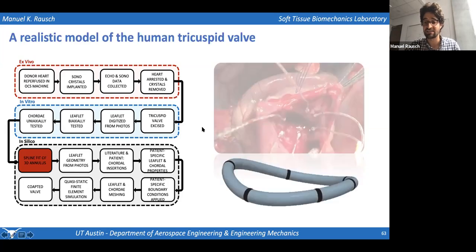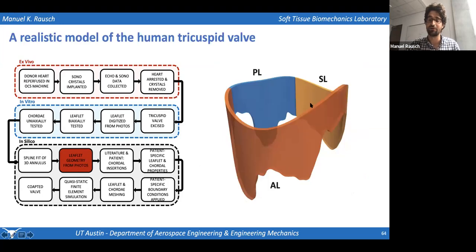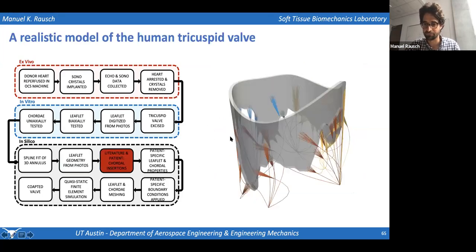So we can track these points in 3D space and then actually fit a spline curve to it. So this is a representative cubic spline curve fit through 3 of these sonomicrometry crystals. And now we can take our leaflet geometry that I showed you earlier and actually wrap that around this annulus. And so that's how we create our subject-specific model of the tricuspid valve.